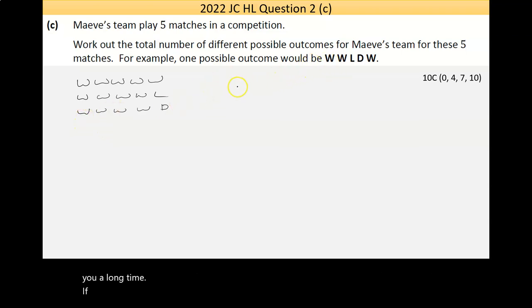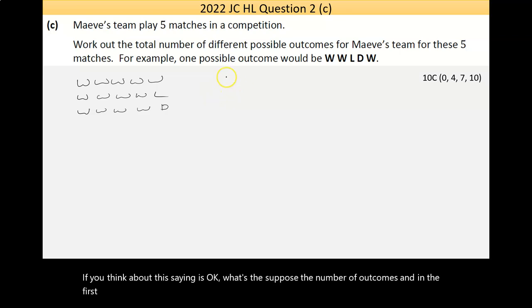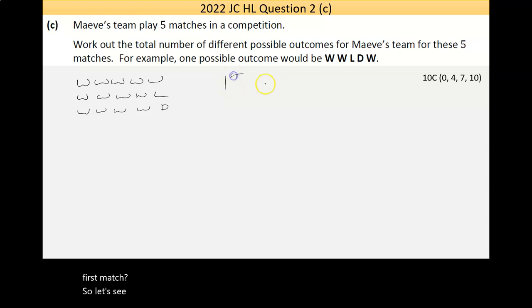If you think about this, the question is, what's the number of outcomes? In the first match, I'm going to say first match, you could win, lose, or draw.